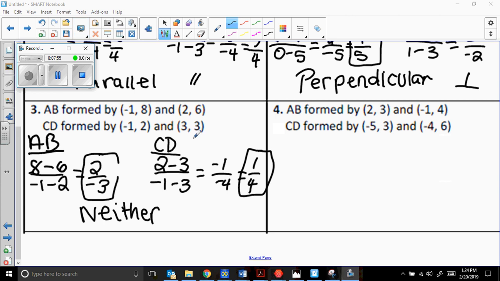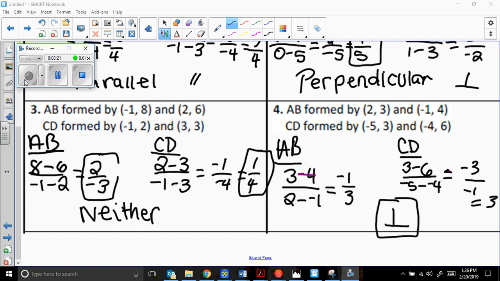All right, so these two are neither. Take a second, pause the video, do number 4, and then try to determine if they are parallel, perpendicular, or neither. All right, if you've done it, AB has a slope of -1/3 and CD has a slope of 3. Those are opposite reciprocals of each other, so they are perpendicular. This shows the symbol for perpendicular.